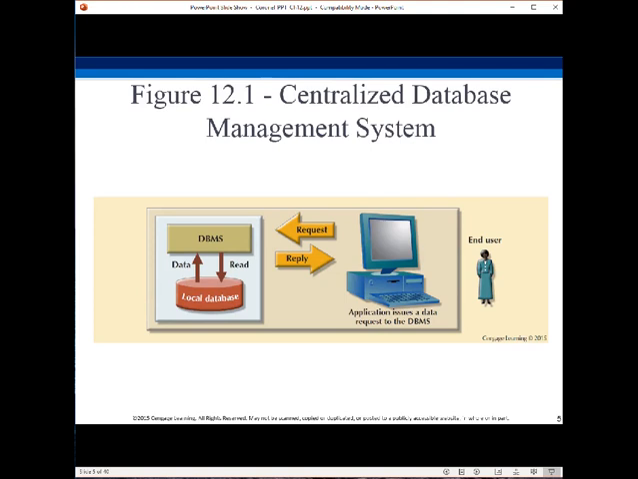And here's a graphic of the centralized database system. This was highly characteristic of the mainframe era. You had a very powerful mainframe computer that hosted the database management system. Requests were sent to it from terminals by remote users.